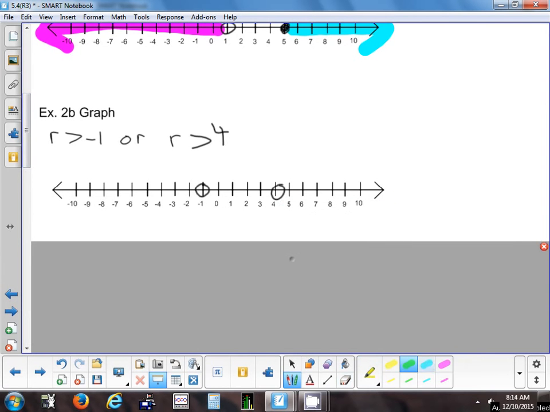And I'm going to shade. Which way do I shade for the open circle on negative one? Yep. I'm going to shade to the right. Let's try that again. There we go. Okay. Which way am I going to shade for my open circle on four? We're going to shade to the right.